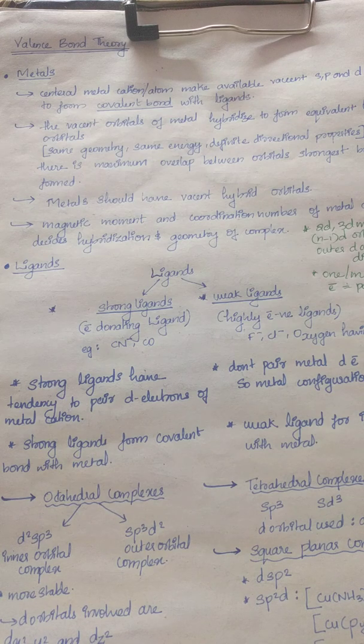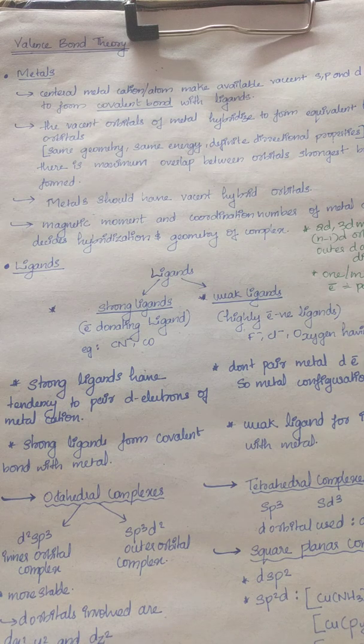Then coming to the hybridized products, metal and ligand produce complexes. The complex can be an octahedral complex, tetrahedral complex or square planar complex. If the metal and ligand combine to produce octahedral complexes, octahedral complexes can exist in two different hybridizations, d2sp3 and sp3d2. d2sp3 means the inner d orbital is used for the complex formation, and sp3d2 means the outer d orbital is used.